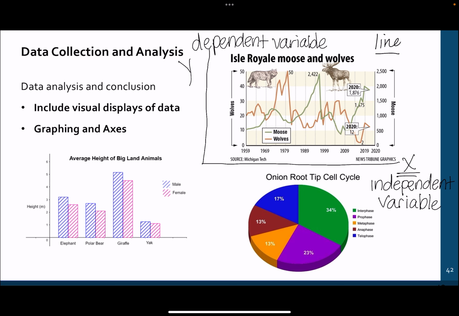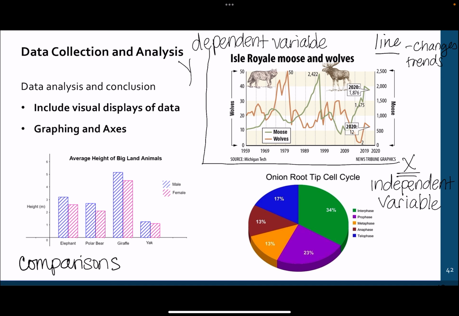So in this bar graph, we have the average height of big land animals. We have 4 different types of animals, and we have males versus females. And so we've got a lot of densely packed information in this graph here. We're very easily able to see the differences between the 4 different animals and the differences between males and females within those animals and among those animals. So we usually are going to use bar graphs when we're really trying to see comparisons.